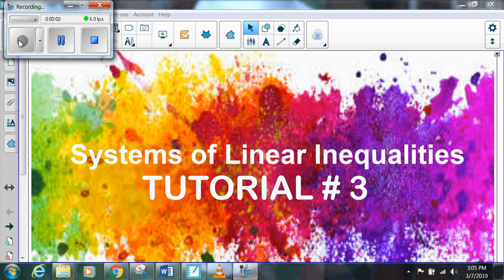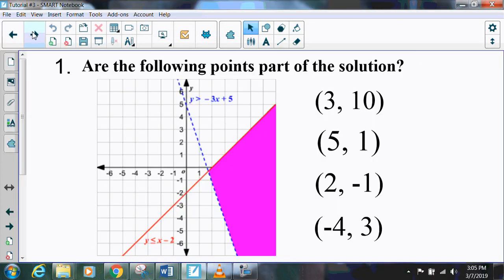Okay, welcome to Systems of Linear Inequalities, tutorial number 3. Today we are going to look at a graph that represents the graphical solution to a system of linear inequalities, and we're going to see whether certain points are part of the solution.